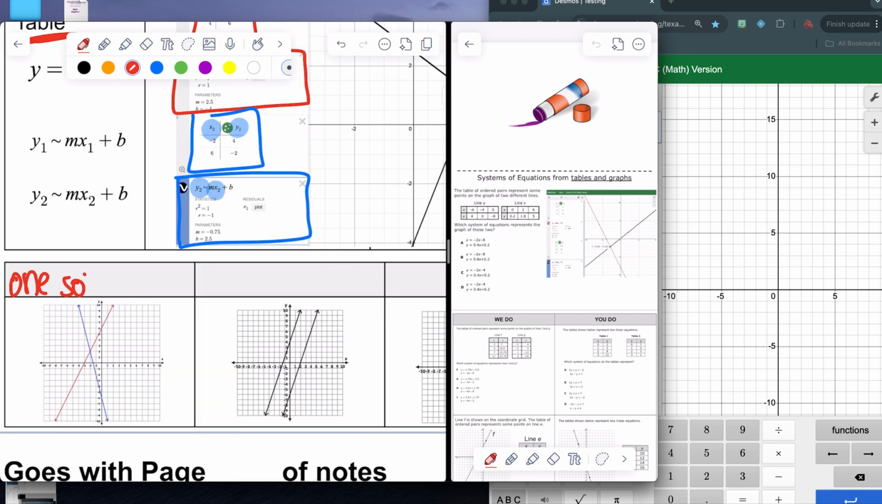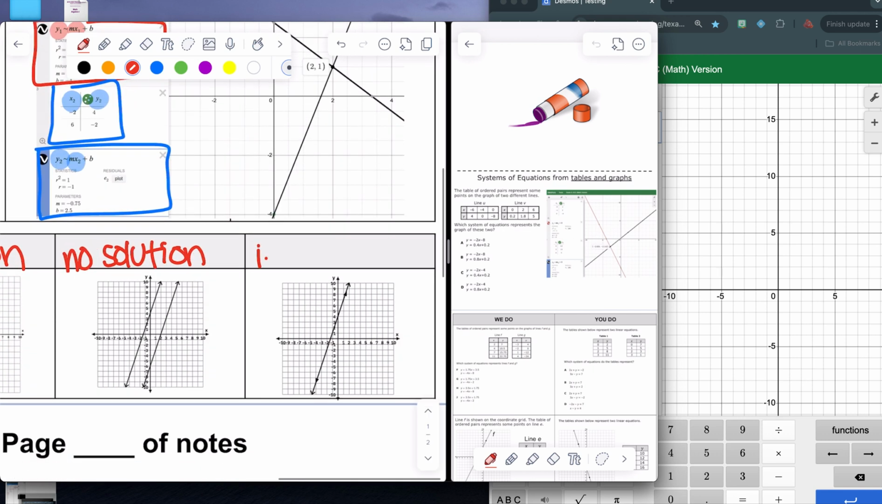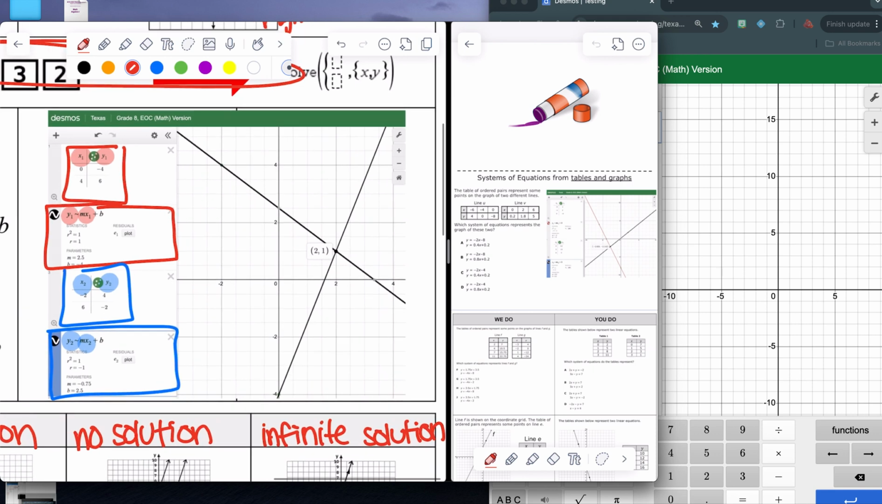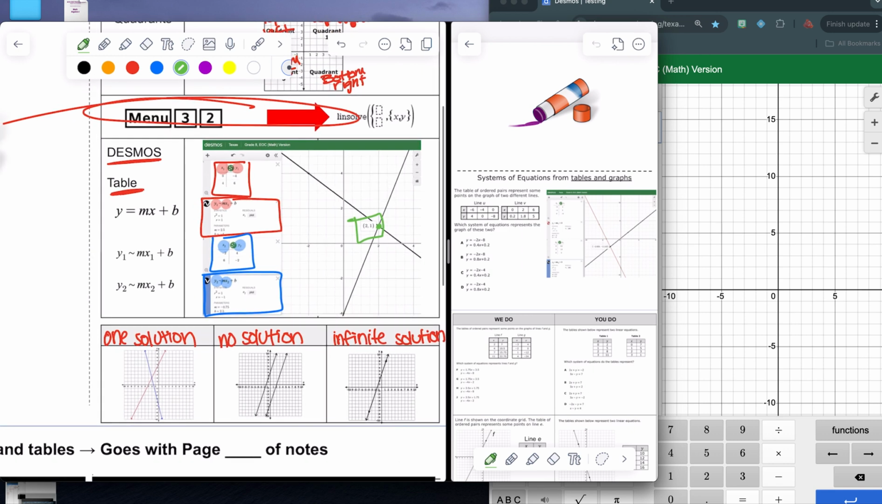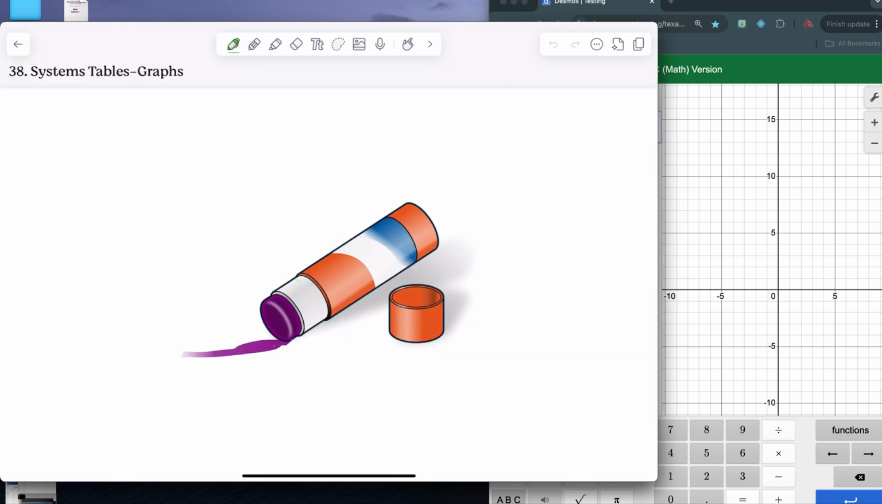One solution, no solution, and infinite solution. And then real quick, just to bounce back up, I completely forgot. The whole point of making two equations is to find where they touch. So they touch right here at this point. That is my answer right there. That's my answer, okay? So let's go ahead and start the notes.